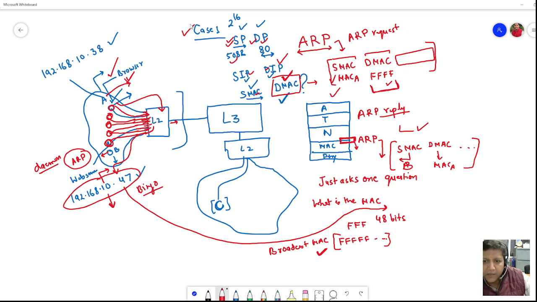Means for every packet you will send every packet to all the machines in the whole network? Just take an example, every packet will be going everywhere? You store the IP at L2 or you store the MAC at L2? You store the MAC at L2. Why at L2? We can have an ARP cache at every machine. Okay?